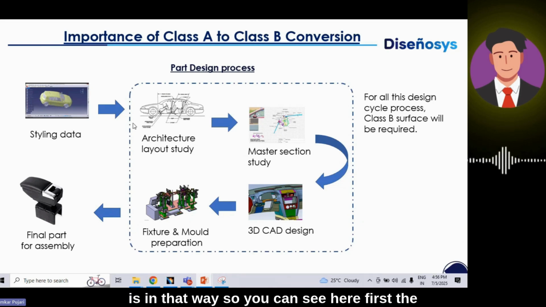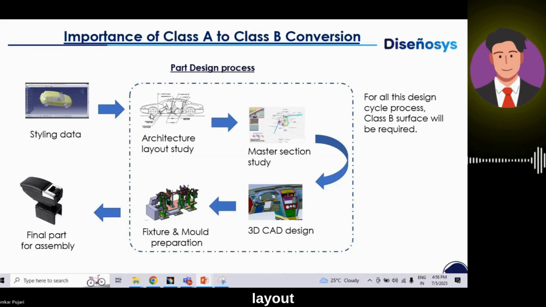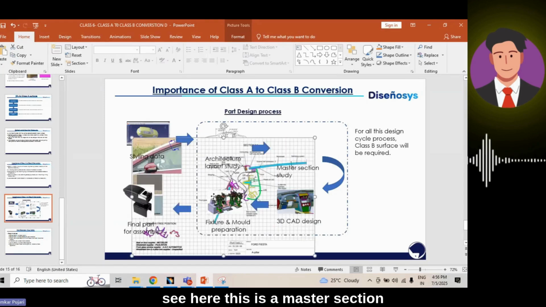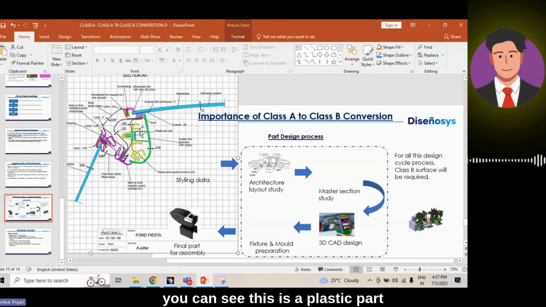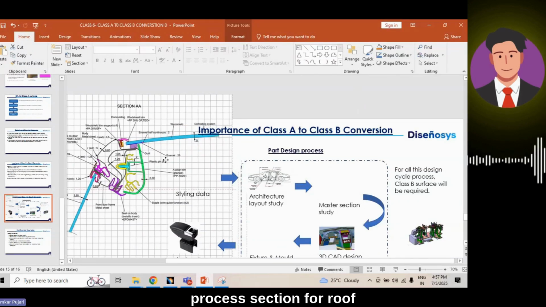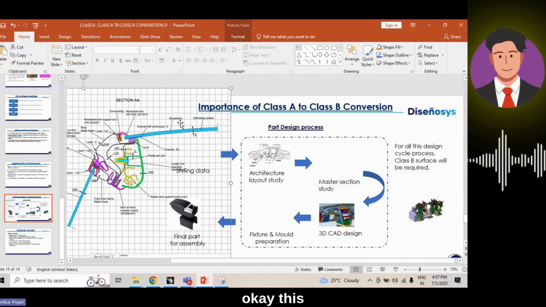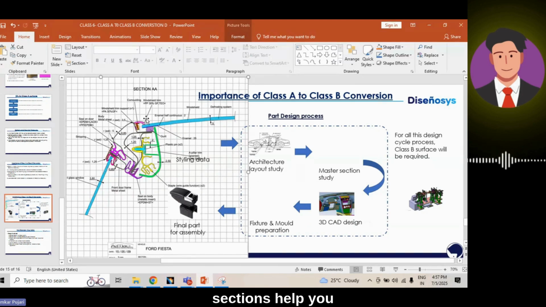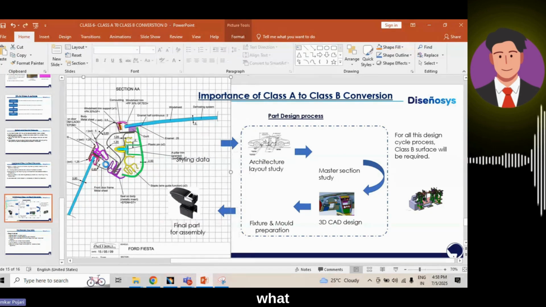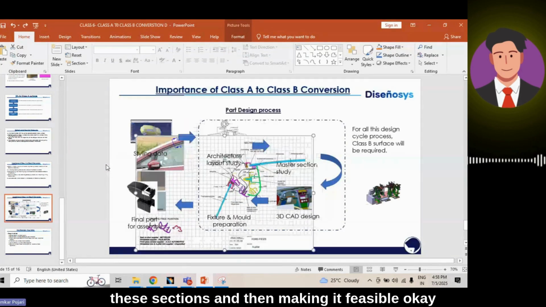So you can see here, first the styling data is there, then the architectural layout study is done. Then the master sections are created. This is a master section. You can see this is a plastic part. This is a clip. This is a 2.5 part. I think this is a master section for the roof. This is the windshield. These kinds of sections are developed, and these sections help you know what kind of part we are going to manufacture. So our role is making the sections and then making them feasible.